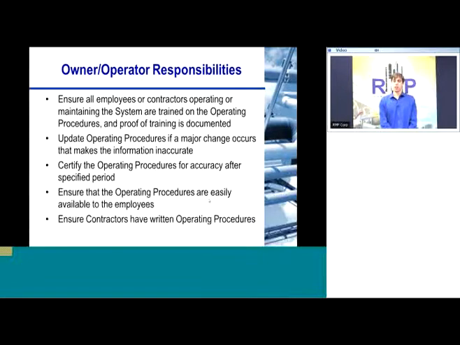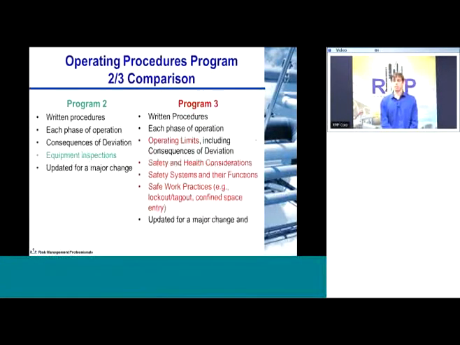So this slide just kind of points up a comparison between Program 2 and Program 3 requirements. I noted that the previous slides were focused on Program 3 requirements, and so the Program 3 column on the right side of your screen should be pretty straightforward. Program 2 is reduced compliance, and therefore the requirements are a little bit less stringent.